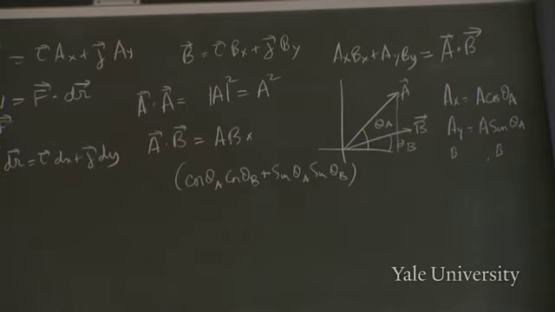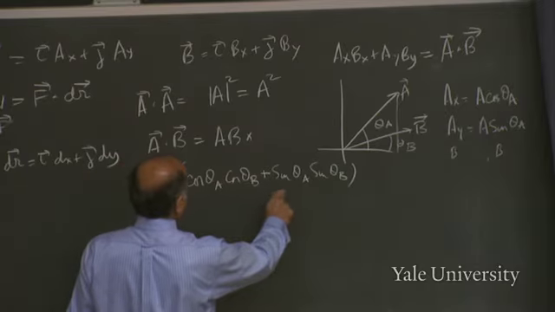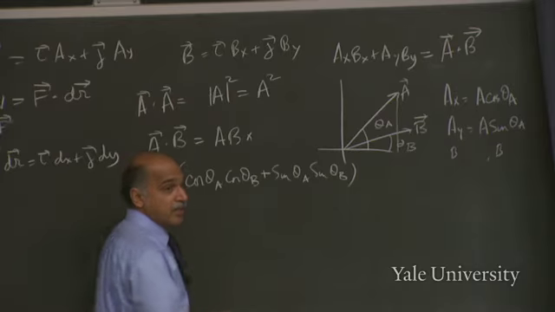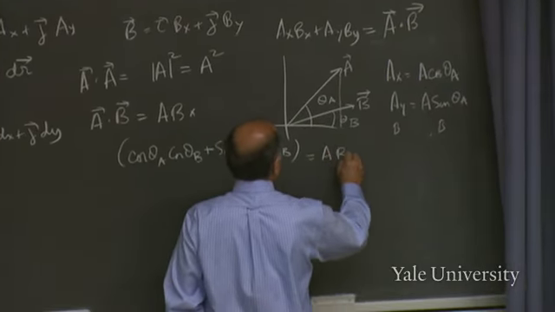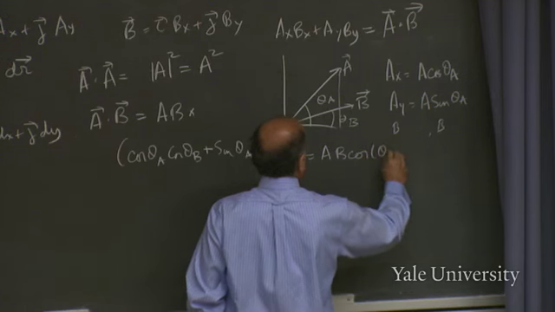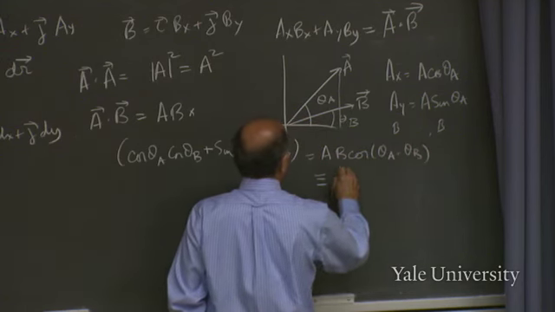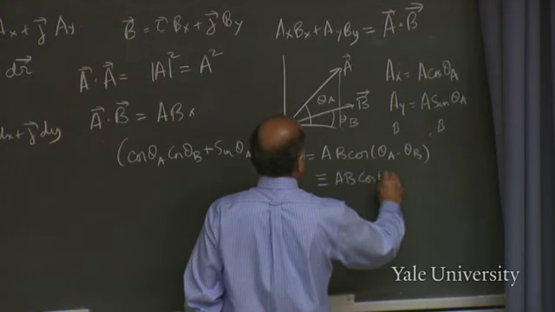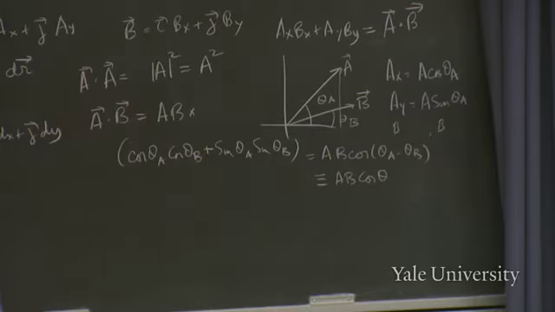Now you've got to go back to your good old trig, and it'll tell you this cos plus sine is cos of theta a minus theta b. So you find it is length of a, length of b, cosine of theta a minus theta b. Often people simply say that is ab cosine theta, where it's understood that theta is the angle between the two vectors.